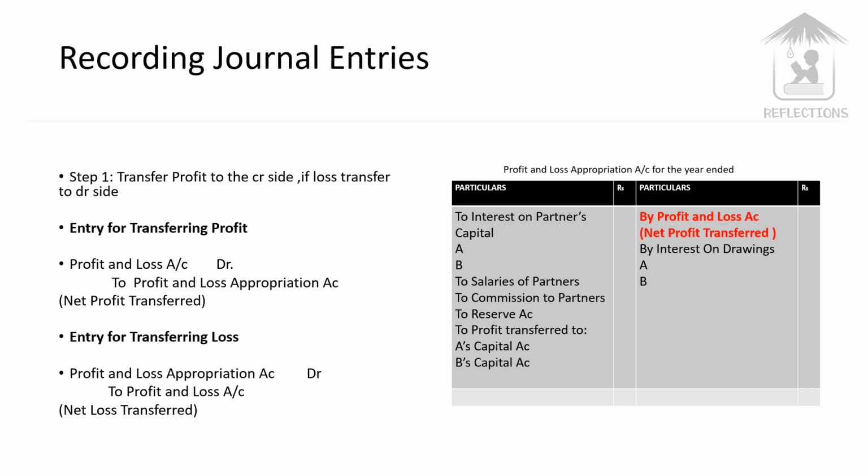For transferring of losses, it would be the reverse. It would come in the debit side. Losses will be debited. So it will be in the debit side. Profit and loss appropriation account debit to profit and loss account.